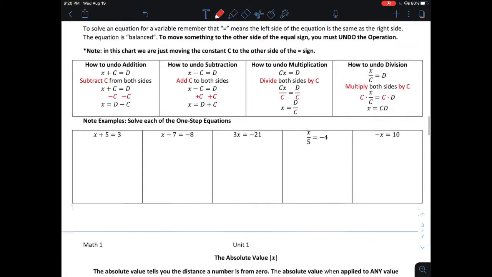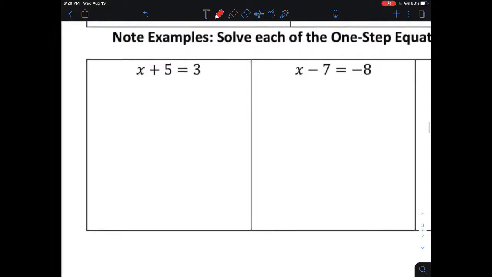So first problem I have here is x plus 5 equals 3, and I want x to be all by itself. Now something you can do to help remind you that you have a balanced equation, I can draw a line right here up under the equal sign. And to move the 5, because it's adding, I have to minus it from both sides. And in doing so, that's going to cancel this 5 out, and I'm left with x. Then I have my equal sign.